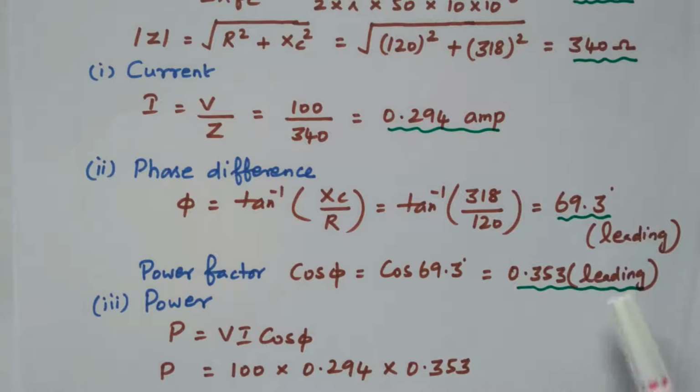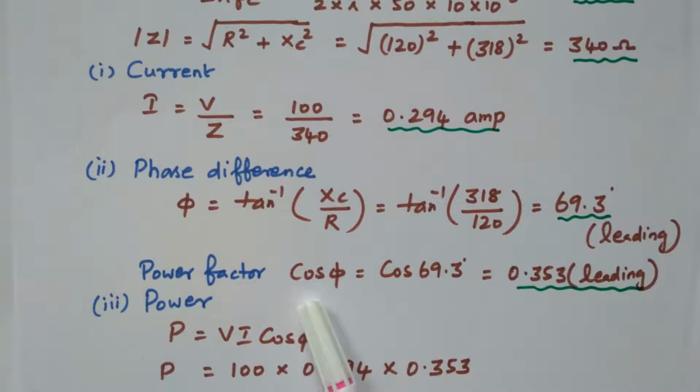69.3 degree is leading because of the capacitive circuit. Capacitor is available, so in the capacitor the current is always leading the applied voltage. So this angle is leading. So from this phi value we can easily calculate the power factor. The angle between the current and voltage is 69.3 with a leading.